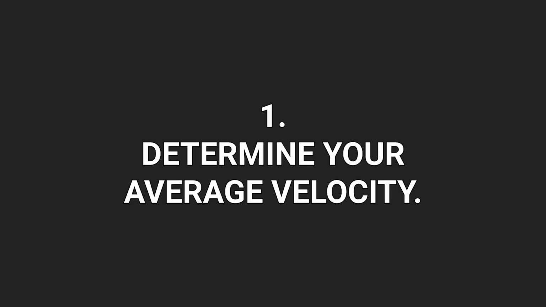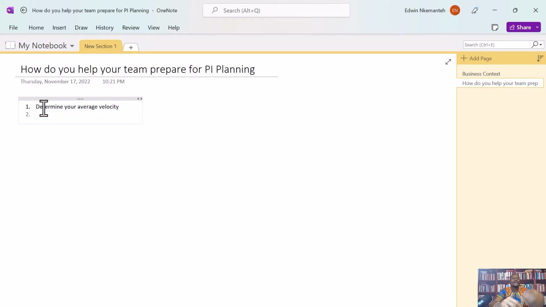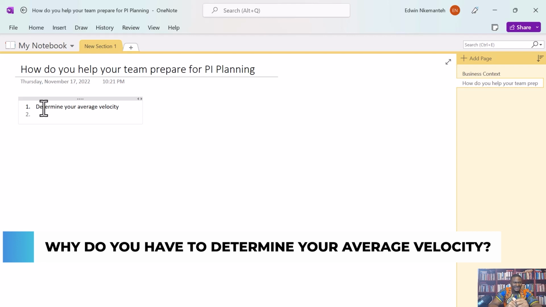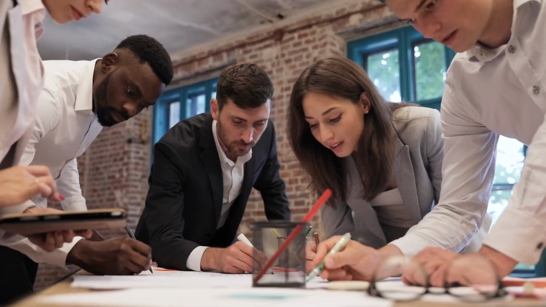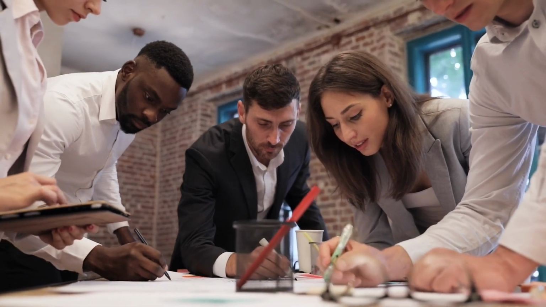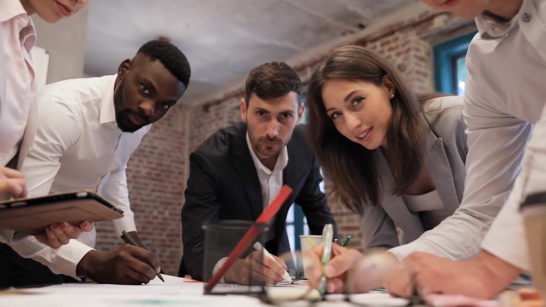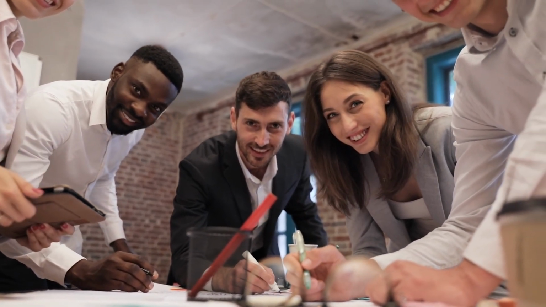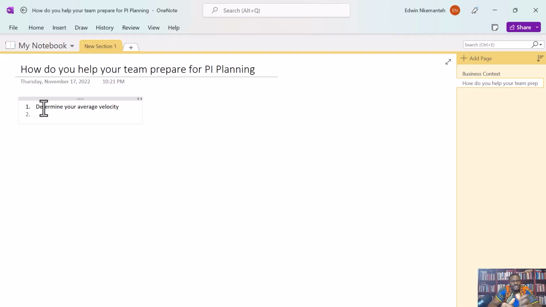Number one, determine your average velocity. Why do you have to determine your average velocity? Before PI planning, think about it. Your team will be working on maybe a number of features designed to deliver some business value, either to the organization or to the customers. So your team will be assigned some features.